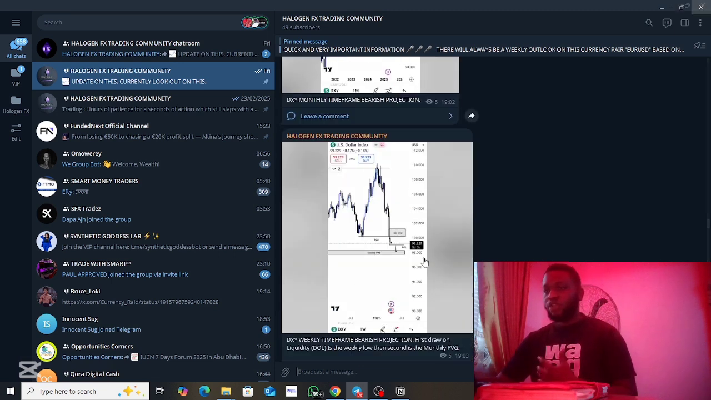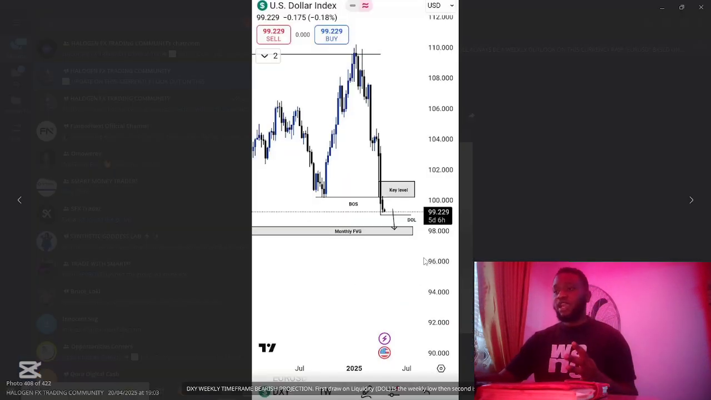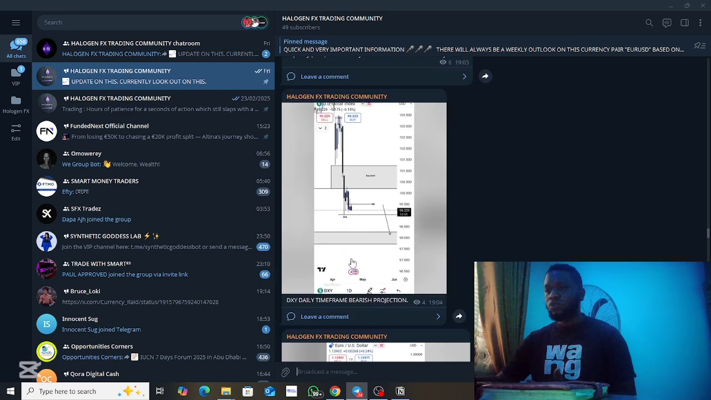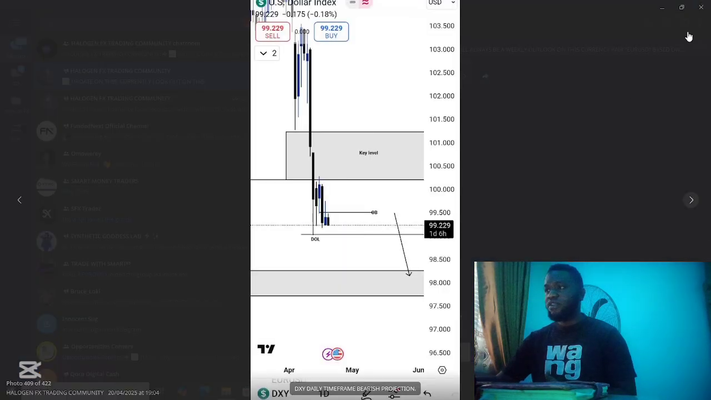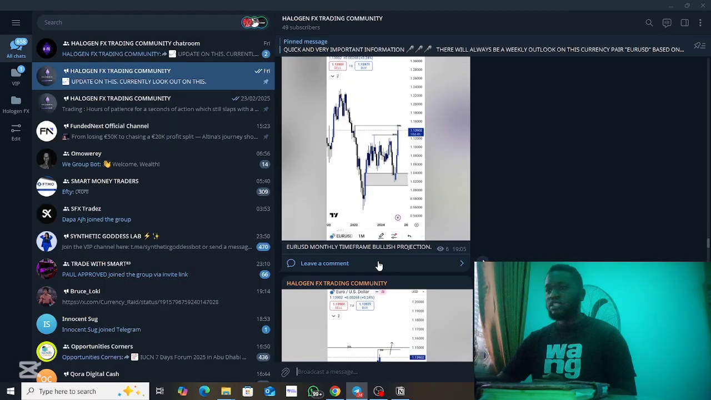So you can see I went to the weekly time frame of that same DXY, and I was anticipating that my first draw on liquidity, which is the DOL, was this low, that the market is going to push lower just to take out this first draw on liquidity before this monthly FVG. So basically that was what I did. Even the same thing on the daily time frame. So the same thing on EU.